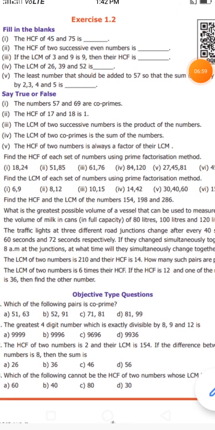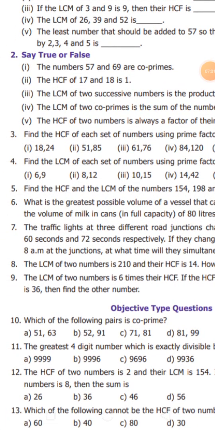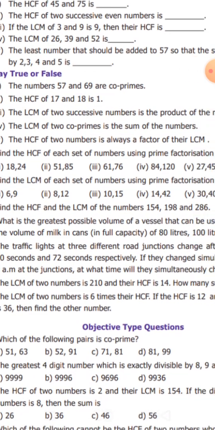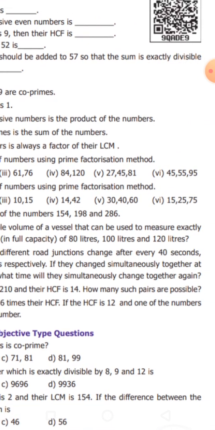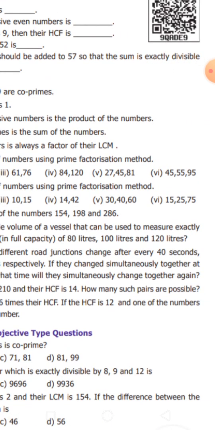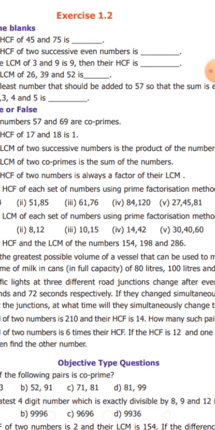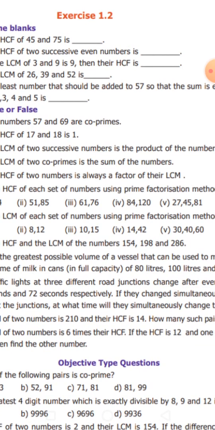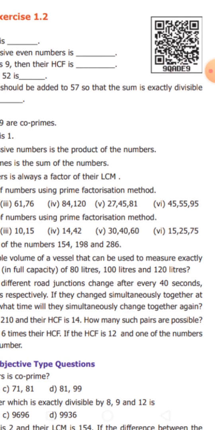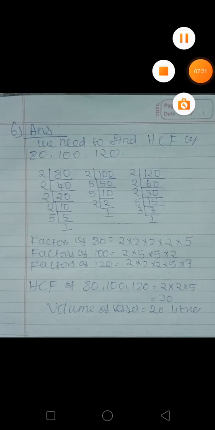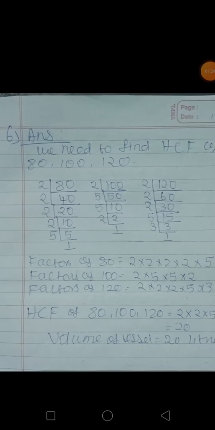Okay, now look at the sixth sum. What is the greatest possible volume of vessel that can be used to measure exactly the volume of milk in cans in full capacity 80 liter, 100 liter, 120 liter? So what is the question? What is the greatest possible volume of the vessel? So we want to find out the volume of the vessel. What is given? 80 liter, 100 liter, 120 liters. Okay, so we need to find out HCF of this sum.